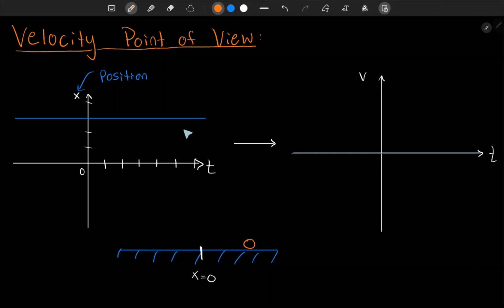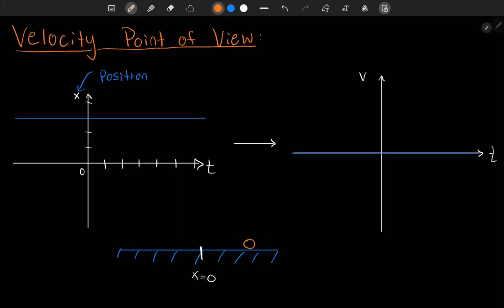Specifically, what we see here is that the position does not change as a function of time. So given any time t, if you look at where the position is, the position hasn't changed. So the ball is just sitting here. That means the ball has no speed, right? It's not moving left or right or up and down.